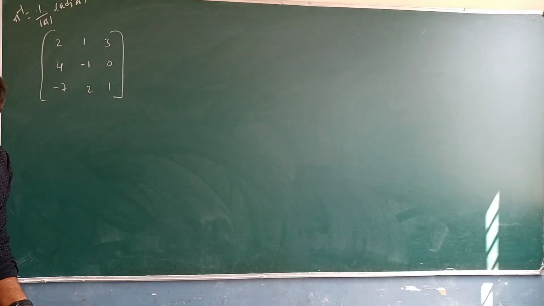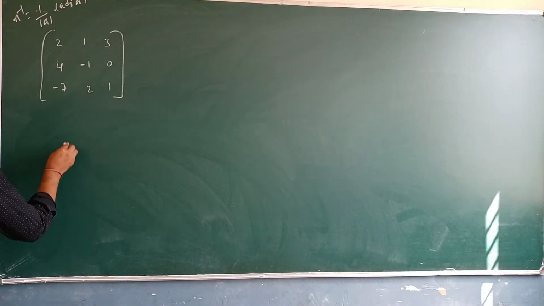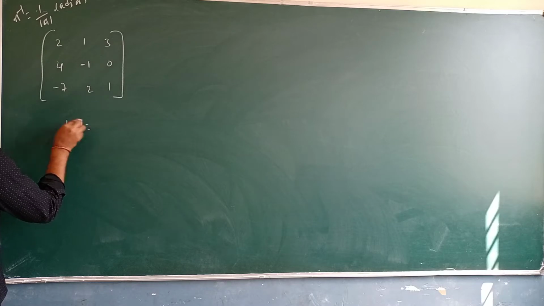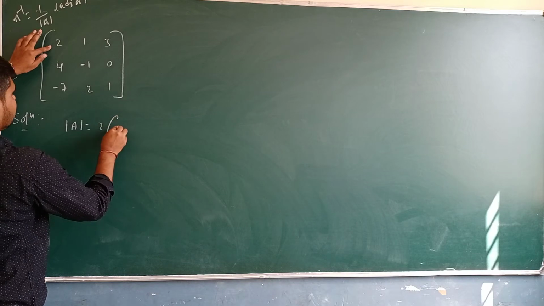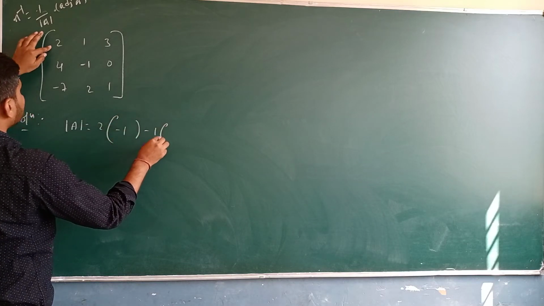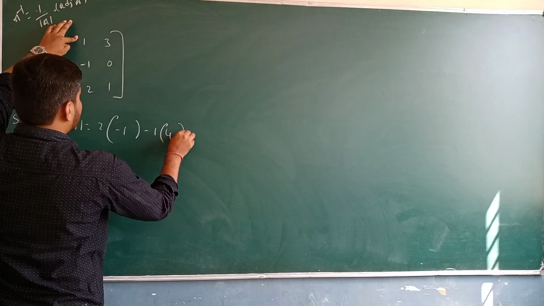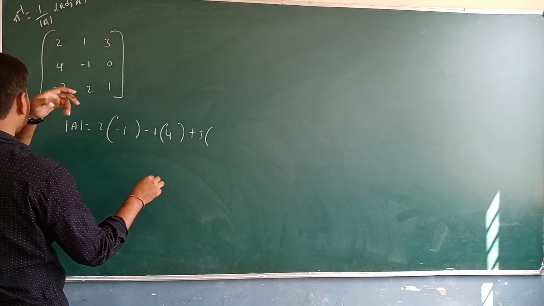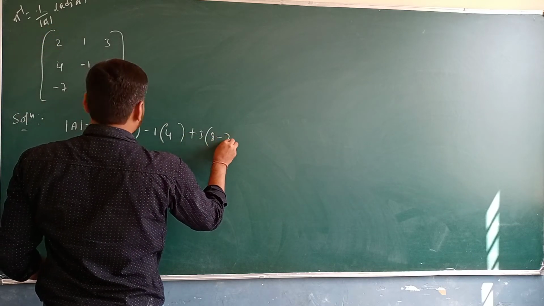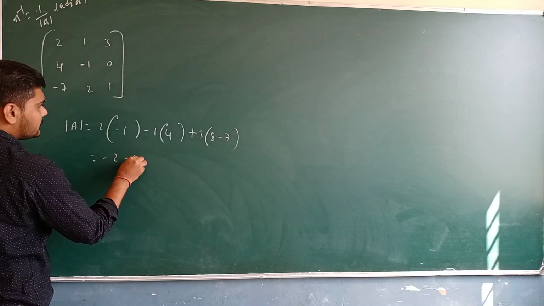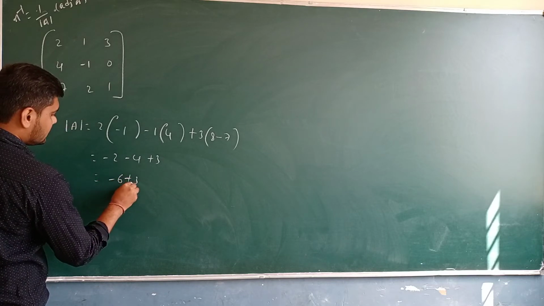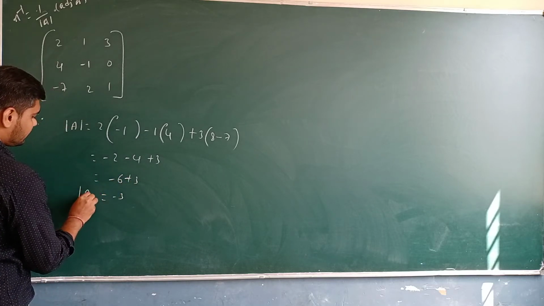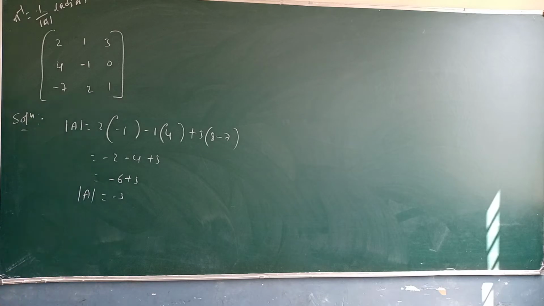First we need to find the determinant of the given matrix. So determinant of A is equal to 2 into minus 1 into 4, plus 3 into 8 minus 7. So it's going to be minus 2 minus 4, plus 3, so minus 6 plus 3. That's going to be minus 3. So determinant of A is equal to minus 3. Okay. So next we need to find the cofactors.